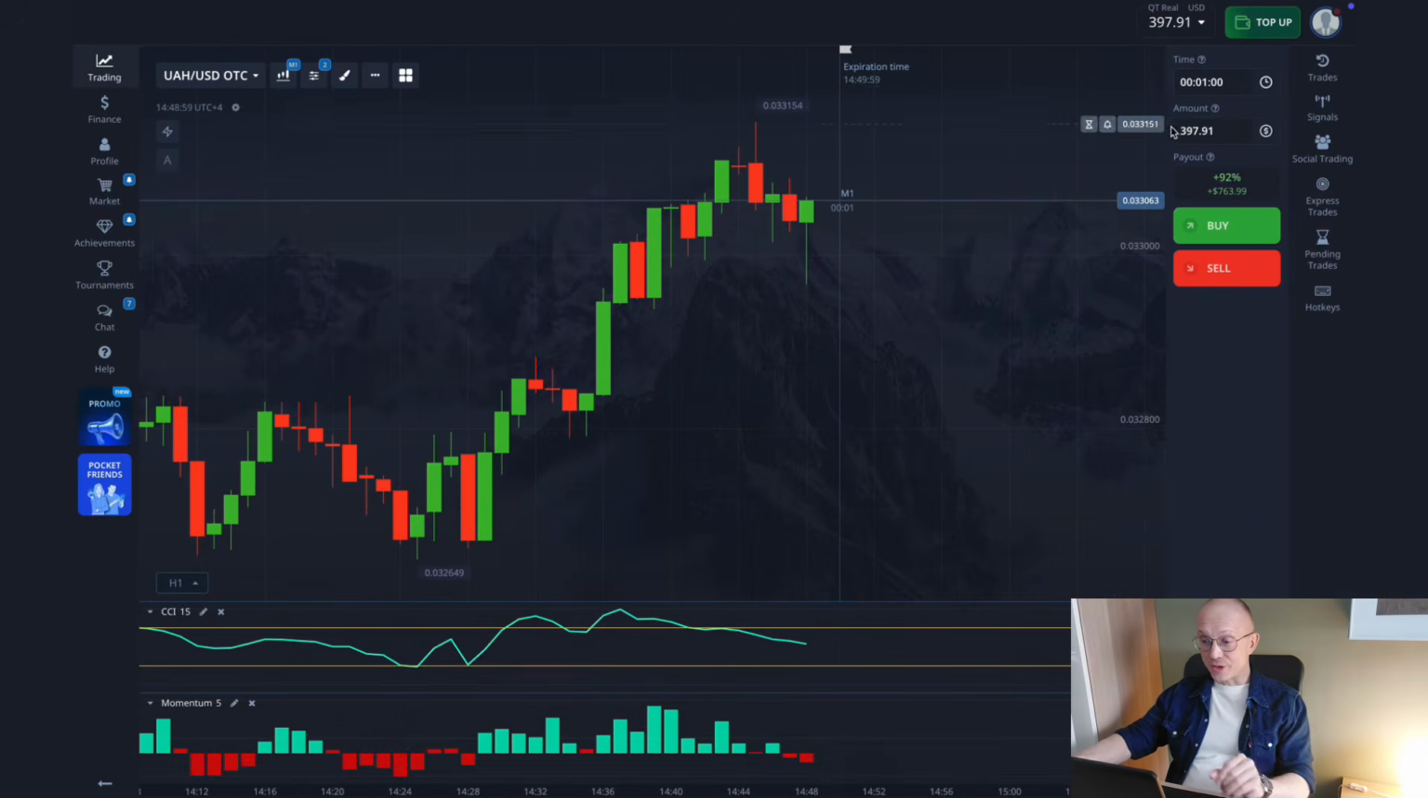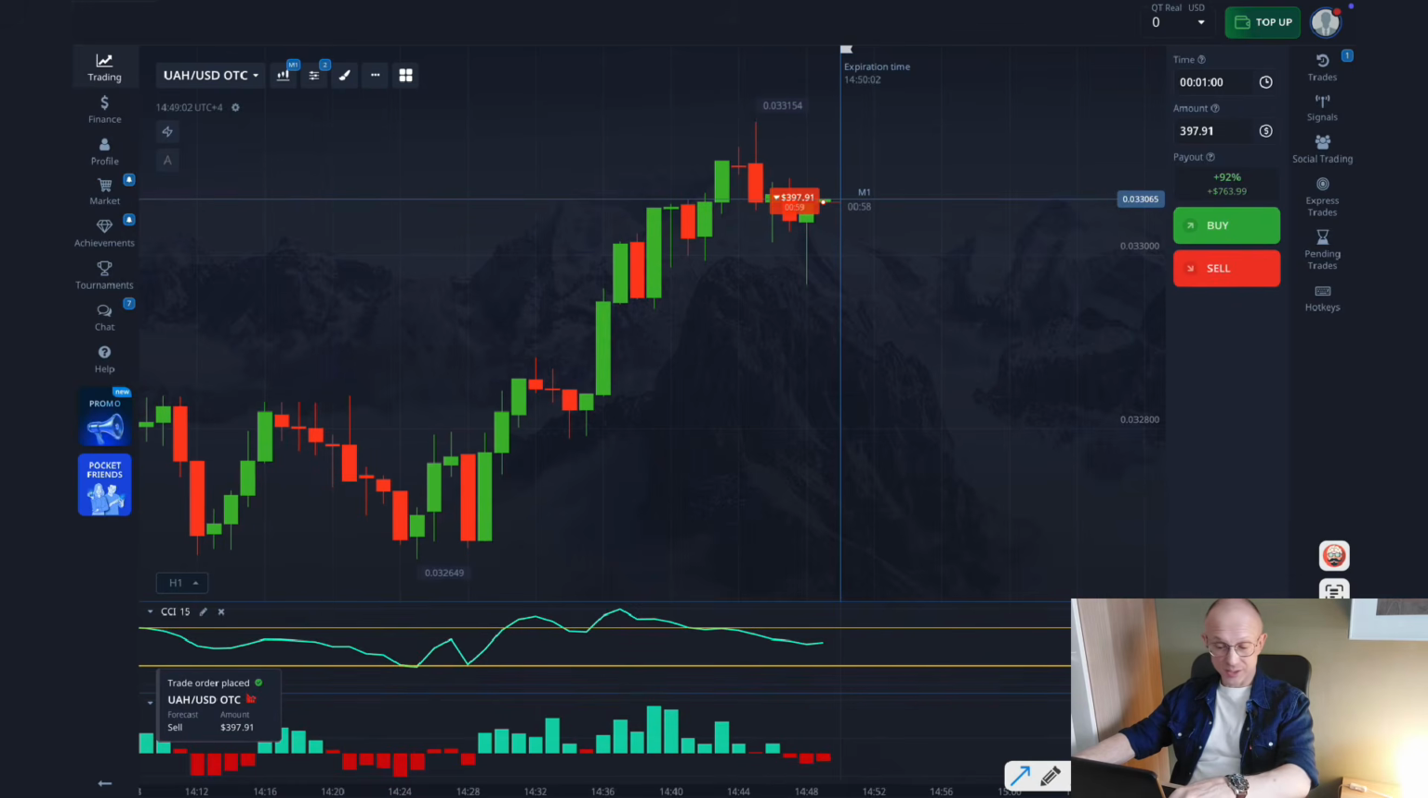The final entry is formed against the backdrop of a steady decline. The timer is set at 1 minute, and I'm opening a short trade for $397.